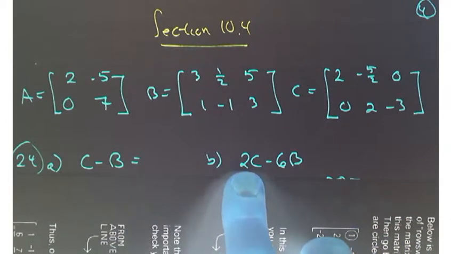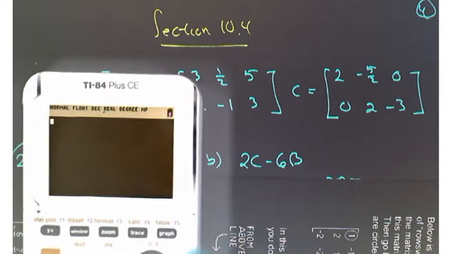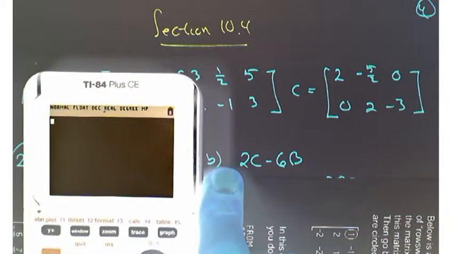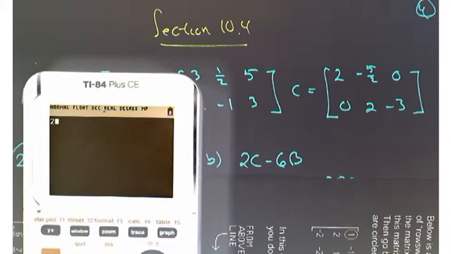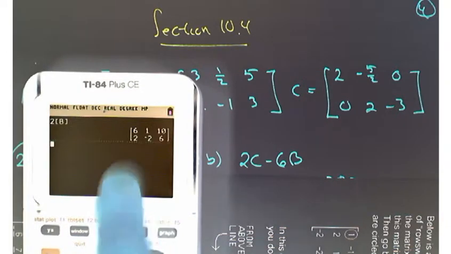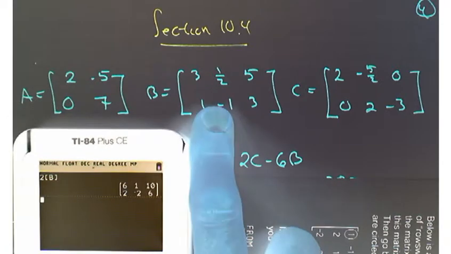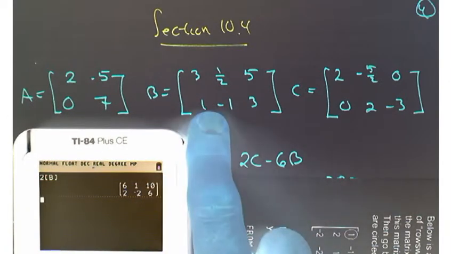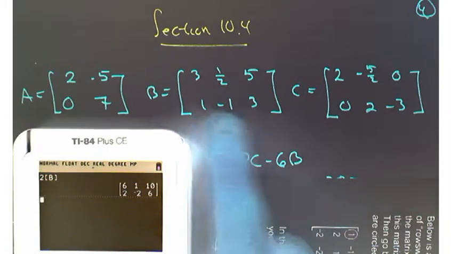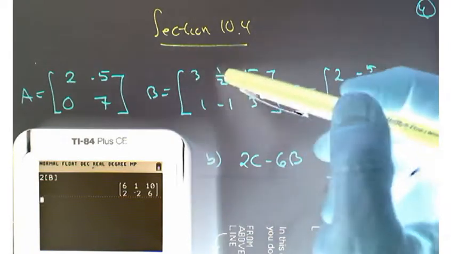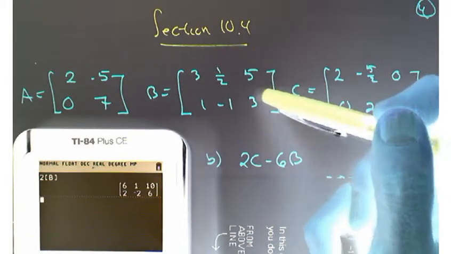You can do other things. And let me just kind of show you part B a little bit. You can do 2 times a matrix. So 2 times B would look like this. And what are they doing to do 2 times B? What's happening when I do 2 times B? Yeah, it multiplies each number by 2.